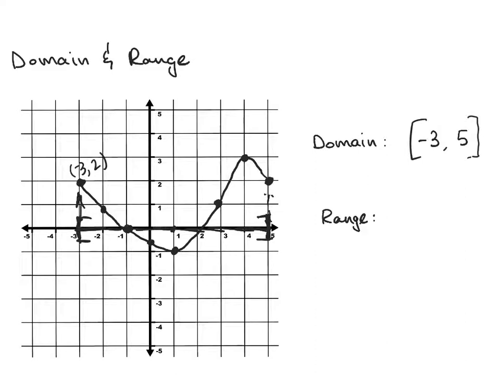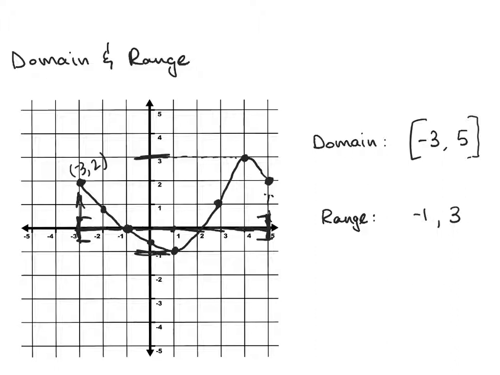Now for the range, we do a similar exercise, except now we look on the y-axis. So the range is the set of all possible outputs, or the set of y values. So if we look along the y-axis, the highest number on the y-axis that's used as an output is 3. And the lowest number on the y-axis that's used as an output is -1. And so the lower bound for the range is -1. The upper bound for the range is 3.